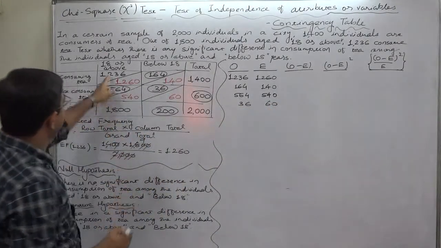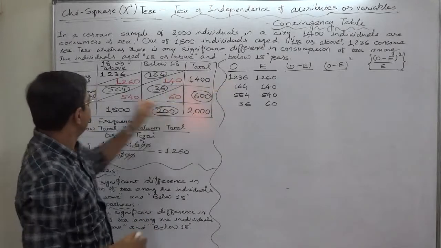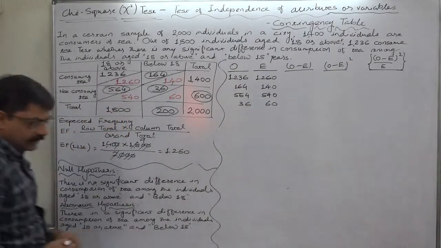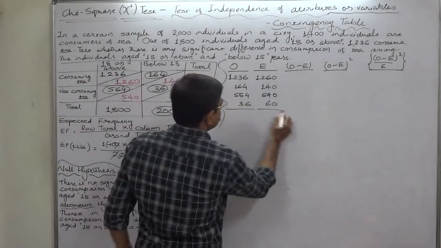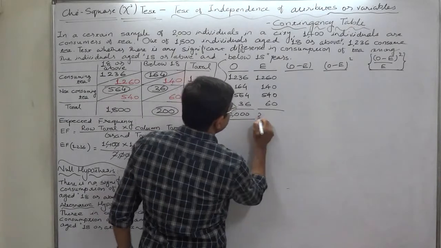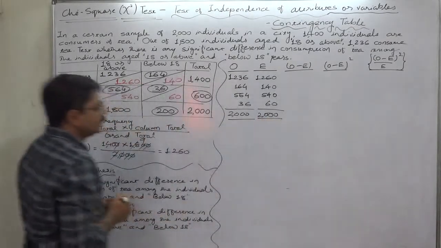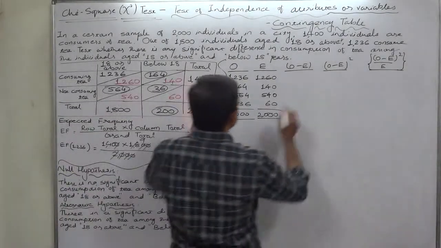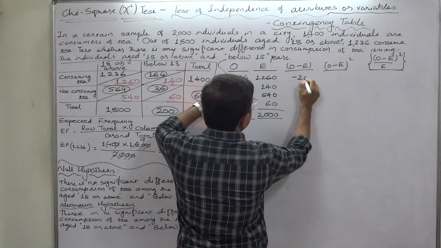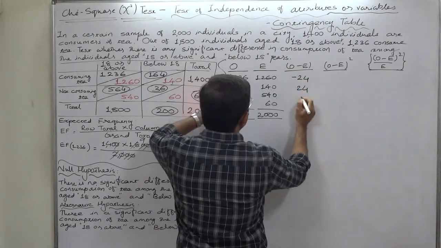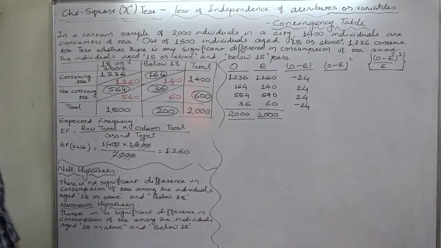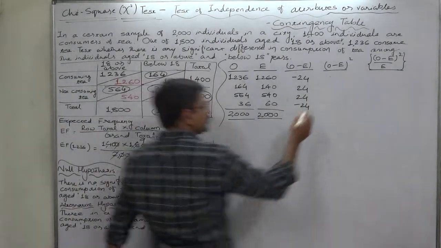Let's check. 1236, 164, 564, 36. 1260, 140, 540 and 60. The total must be 2000. Just check it. It is not compulsory to write, but as a checkpoint, it is necessary. Observed minus expected, there is difference of O minus E: minus 24, plus 24, plus 24, minus 24. And O minus E the whole square, that means square of 24, 576.